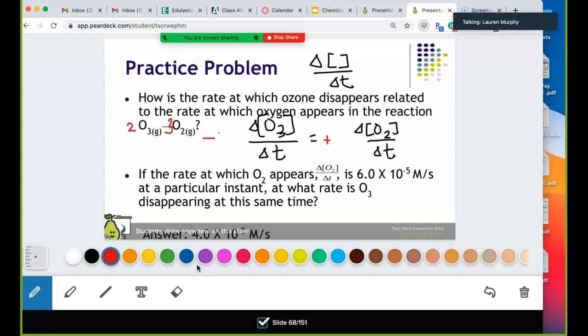So this is 1 over 2, because there's a 2 out in front of it. And this is 1 over 3, because there's a 3 out in front of it. And so this is the expression for what they asked you. This is the rate at which ozone is used compared to the rate at which oxygen is produced.